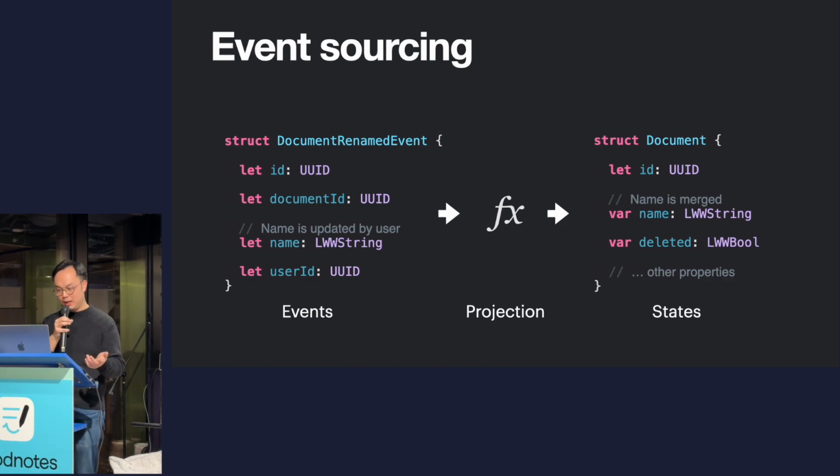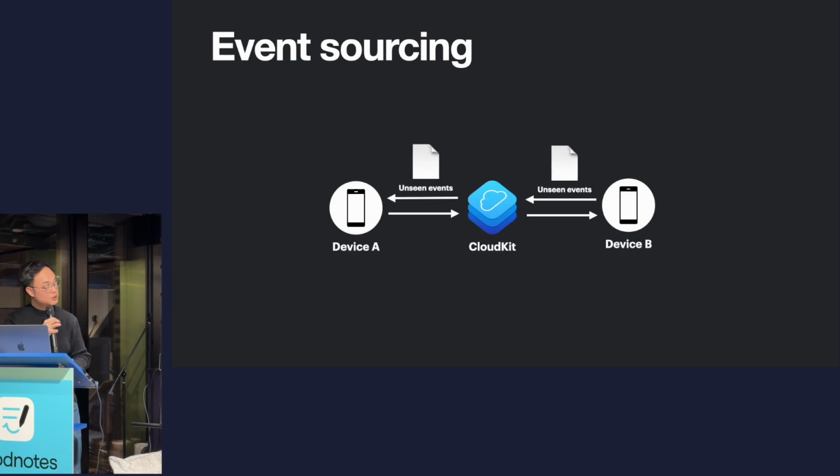For example, when a user renames a document, a renamed event is generated, and then we have some projection logic, and in the logic we merge the name property, which is a LWW string, with the current state of the document. So we see events as the global source of truth. During sync, we exchange events instead of states with the backend. The device is responsible for projecting events from the backend the same way it does for events resulting from user actions, as we just saw.